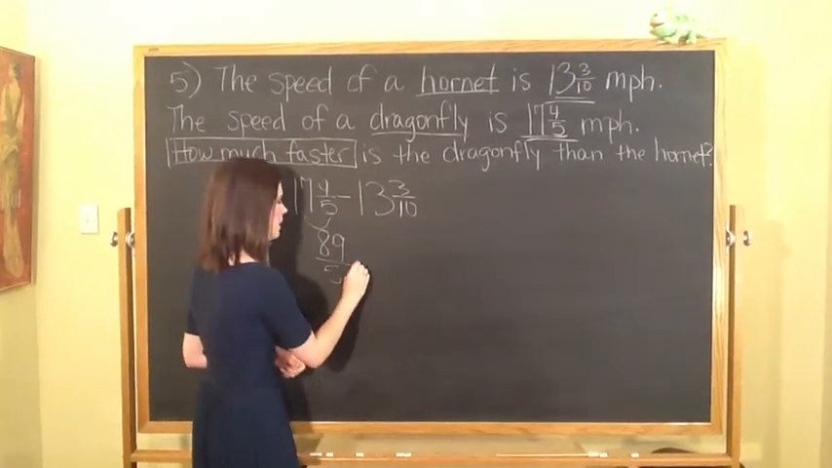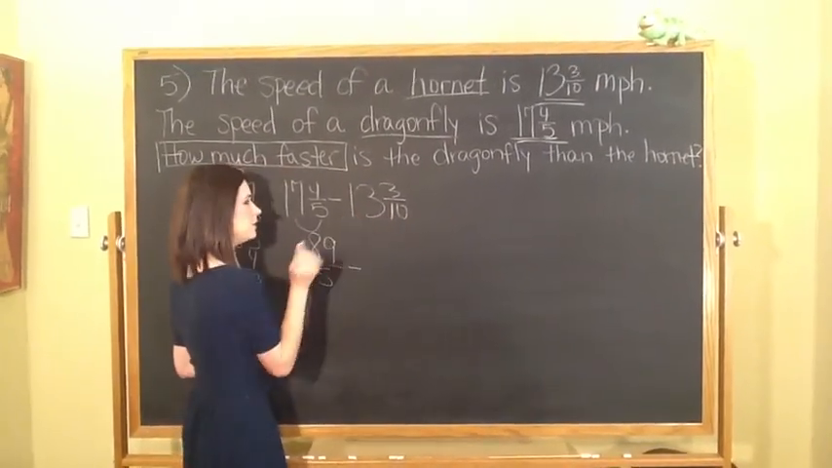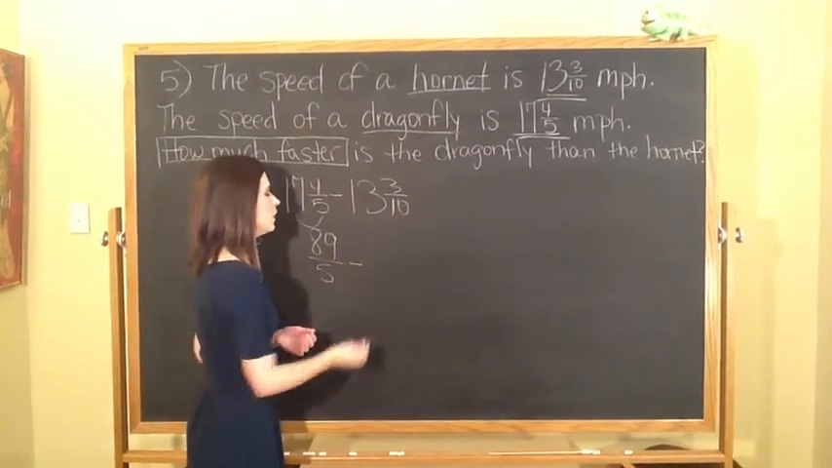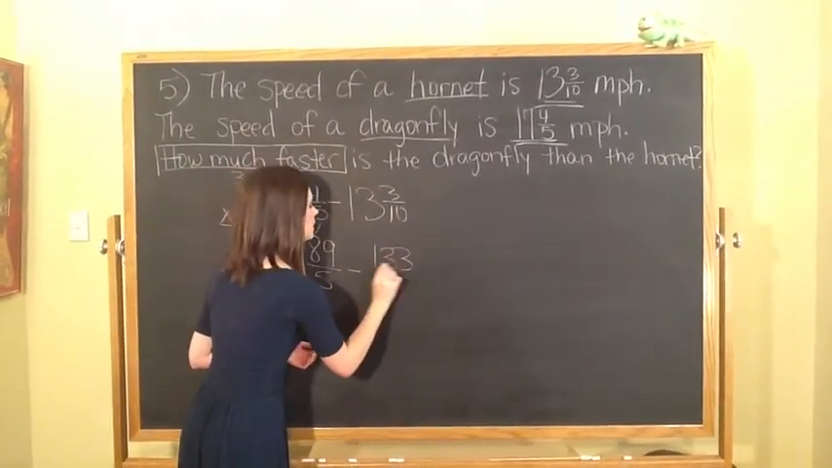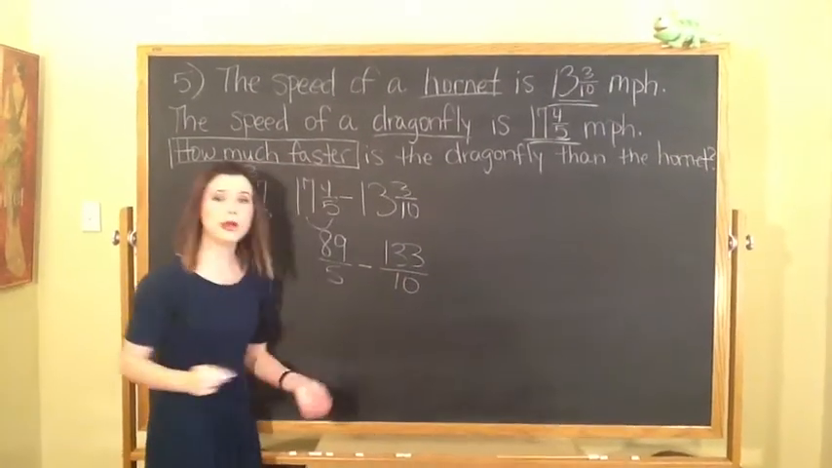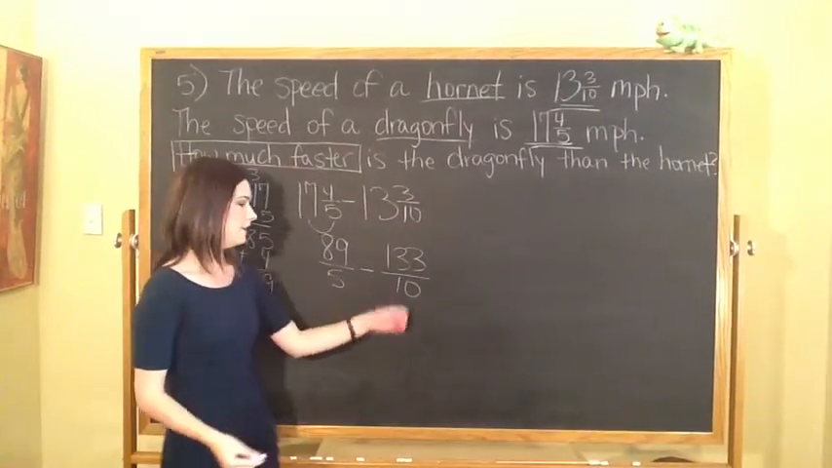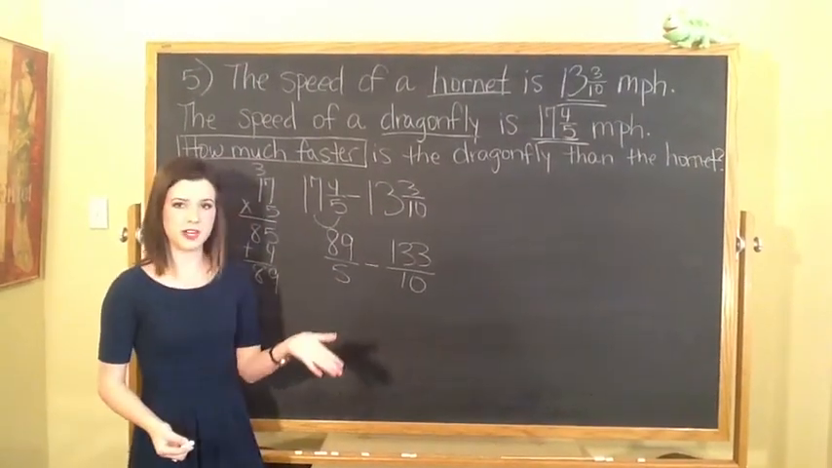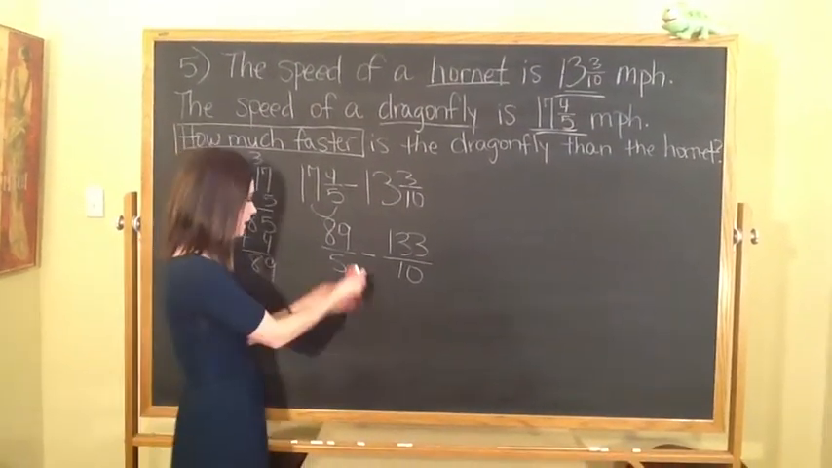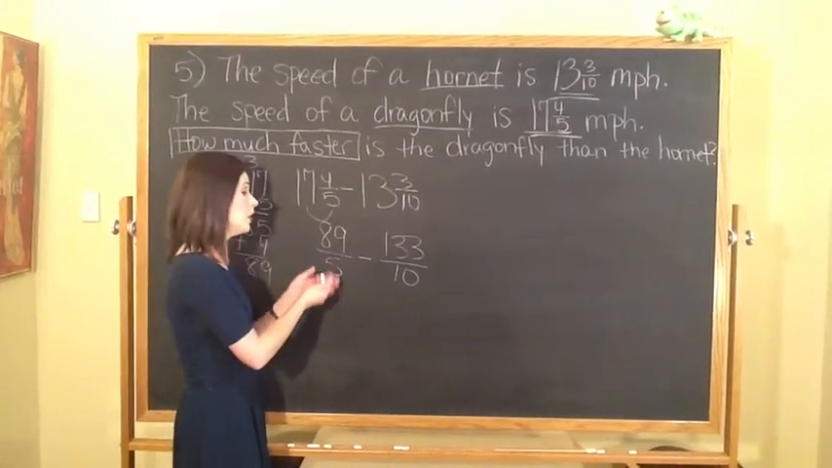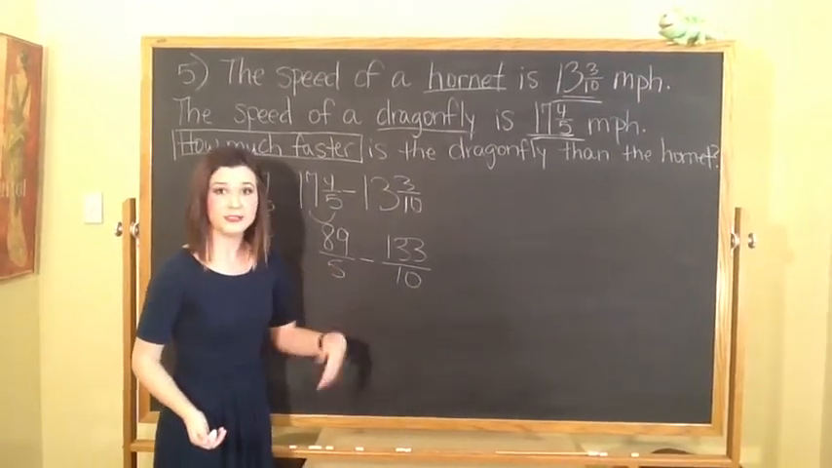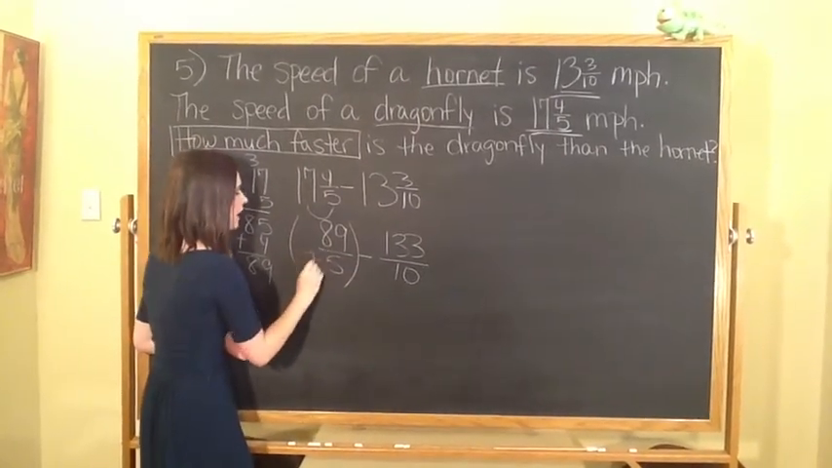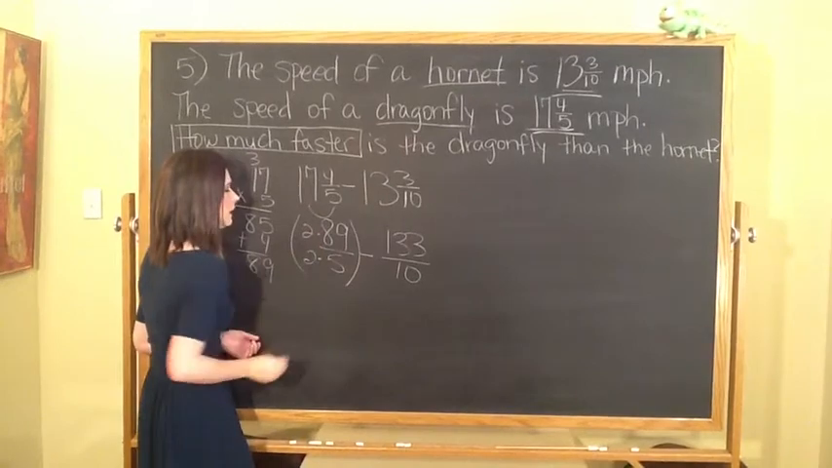Now let's go ahead and find your other one. We do 10 times 13, which gives you 130. And then 130 plus 3 gives you 133. 133 over 10. Now it's time to look at our denominators. Obviously they're not the same, but I can come up with the least common denominator right off the top of my head. That is because I looked at the smaller number and I asked myself, could this number go into this number? Since it can, I'm going to go ahead and do that. So obviously 5 times 2 gives you 10. So let's go ahead and multiply 89 times 2 as well.